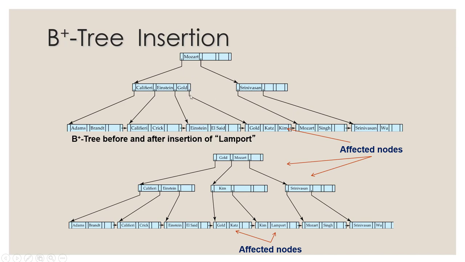Is there a space for Kim in here? No. So out of Calfrey, Einstein, Gold, and Kim, this one gets promoted up. Is there a space for Gold? Yes. So now we have Gold and Mozart as an index, and then everything gets rearranged based on the rule that we know. Anything less than Gold, Gold and less than Mozart, and then Mozart and up go here. So these are going to be our index values, and this is the actual data.